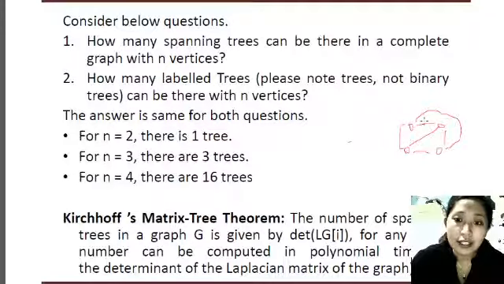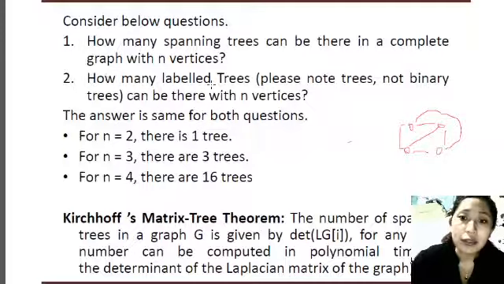So you can take this edge, okay, a minimum, and there are various possible combinations. So you can try taking the various possible combinations, that is, the minimum number of edges which should contain all the vertices of this given graph. So how many spanning trees are possible? Or another question is, how many labeled trees can there be in a graph with n number of vertices?